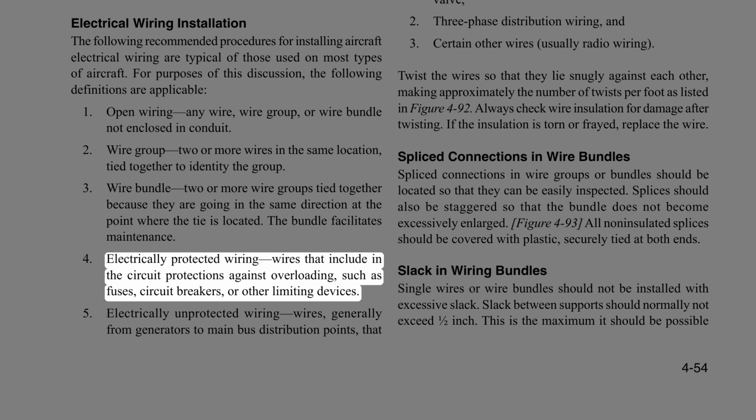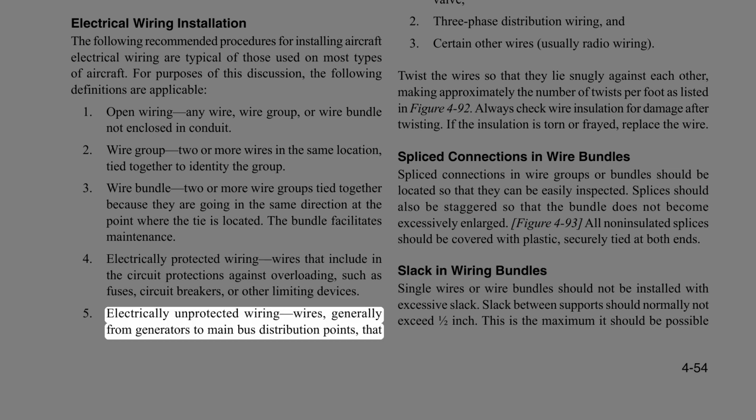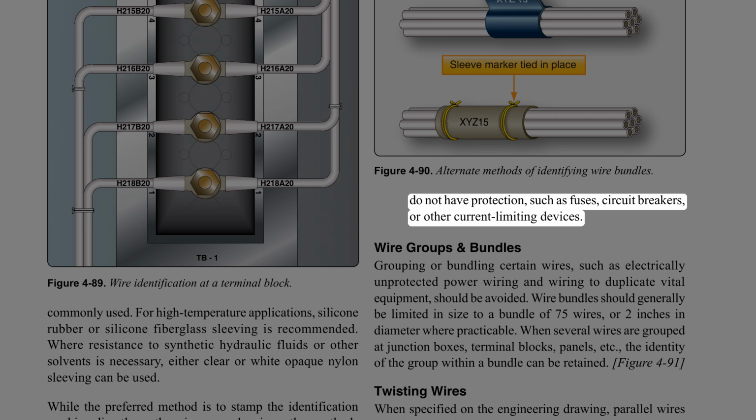Electrically protected wiring. Wires that include in the circuit protections against overloading, such as fuses, circuit breakers, or other limiting devices. Electrically unprotected wiring. Wires, generally from generators to main bus distribution points, that do not have protection, such as fuses, circuit breakers, or other current limiting devices.